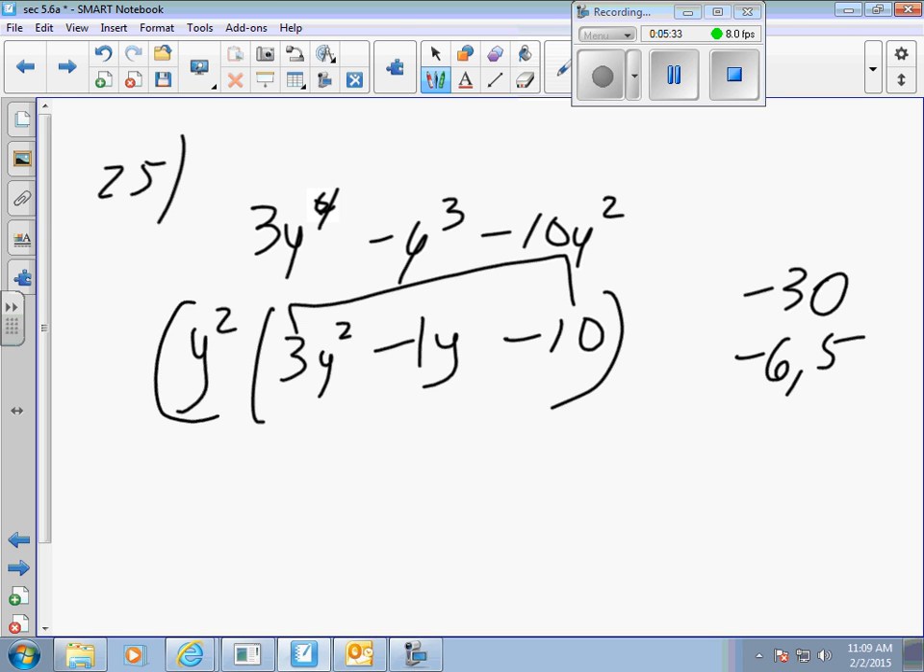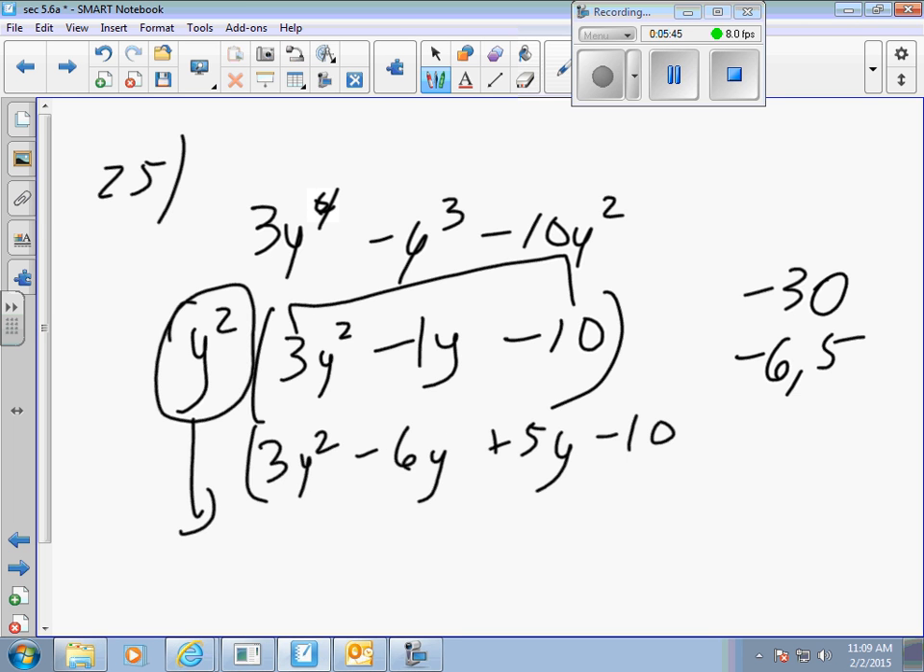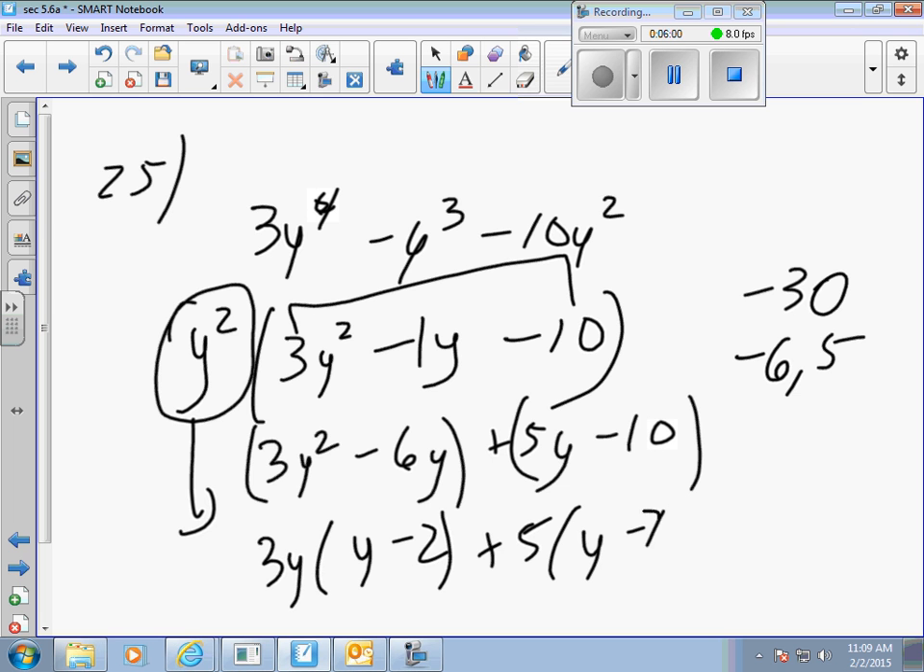I'm going to circle this, make sure I bring it down on my answer, and I'm going to split my middle term into negative 6y plus 5y minus 10. Group the first two together, group the second two together. Since this is a positive, just leave it in front. 3y, greatest common factor, leaving me with y minus 2. Greatest common factor, my second one is 5, leaving me with y minus 2. And regrouping, I get y minus 2 times 3y plus 5.